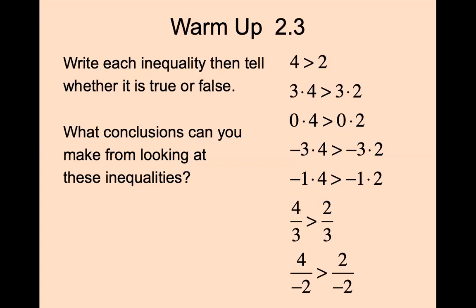All right, let's look at dividing. Looks like we still had our 4 is greater than 2, but now we've divided both sides by 3. So is 4/3 greater than 2/3? Yes, so that should be true. And let's look at the very last one. If we divide both sides by -2, 4 divided by -2 would be -2. 2 divided by -2 is -1. Is -2 greater than -1? No, so you should have false for that one.